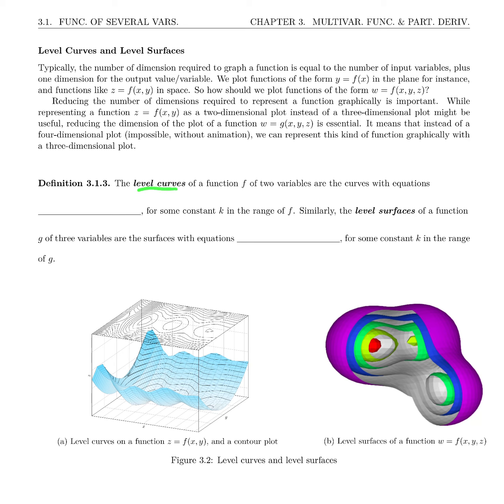The level curves of a function f of 2 variables are the curves with equations f of x, y equals k for some constant k in the range of f. Similarly, level surfaces of a function g of 3 variables are surfaces with equations g of x, y, and z equals k for some constant k in the range of g.